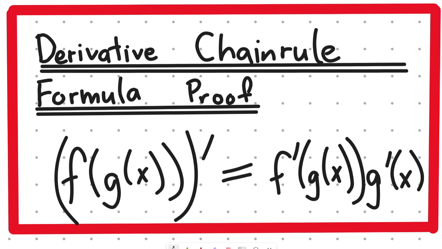In this video, we're going to talk about the derivative chain rule formula, which states that the derivative of f of g of x, which is just a composition, is the same thing as f prime of g of x times g prime of x. Now, I'm going to prove this formula by using the limit definition, so let's dive right in.